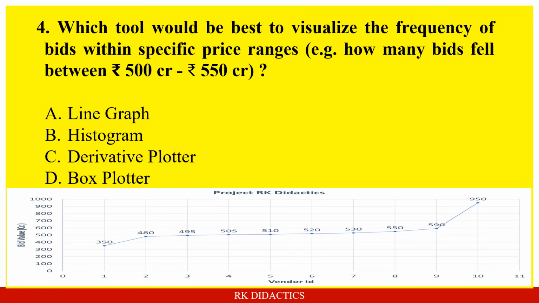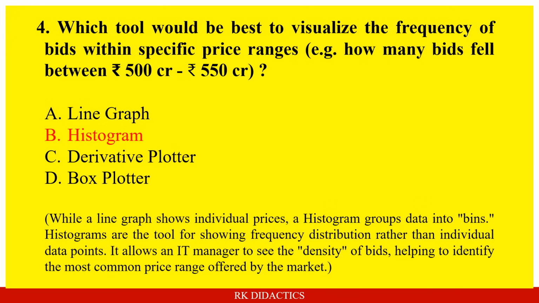Which tool would be best to visualize the frequency of bids within a specific range? That is, how many bids fell between 500 crore to 550 crore. Line graph, histogram, derivative plotter, or box plotter? Answer is, so histogram would be the best tool to visualize the frequency of bids within the specific price ranges.